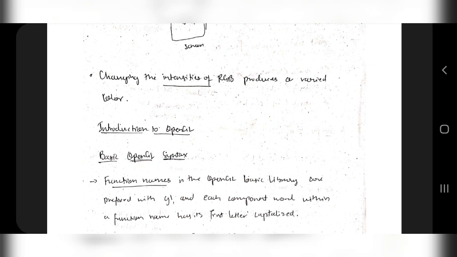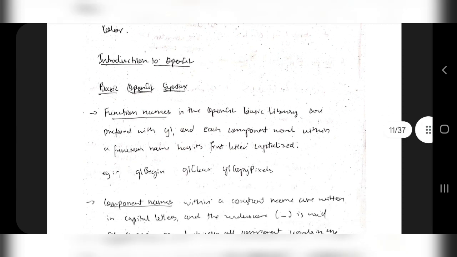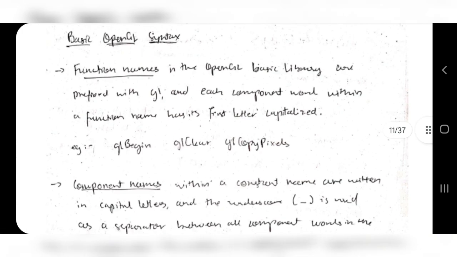Now we need to know about the second half of the module, which is about the OpenGL functions. Based on these functions only, you will be writing the code in the practical part as well to display things like lines and all. Okay, so introduction to OpenGL. What is OpenGL? OpenGL is Open Graphics Library. So you need to know the basic syntax of OpenGL, and in the basic syntax, these are the few things.